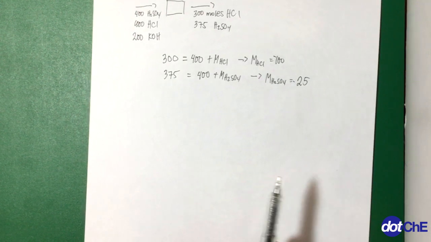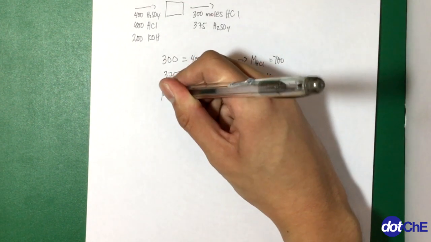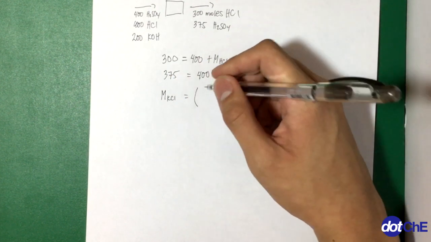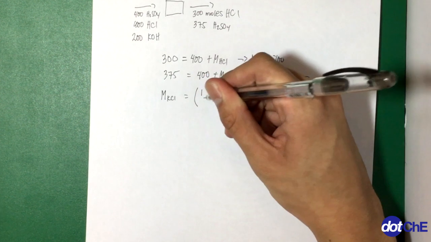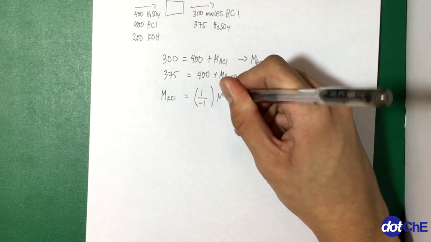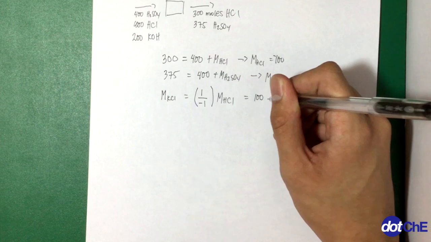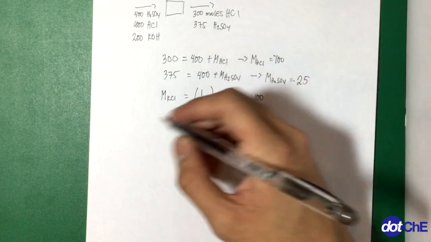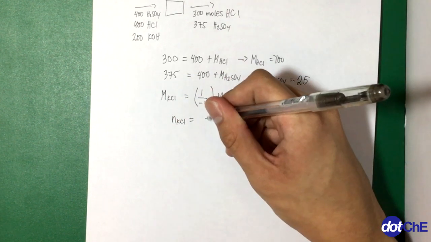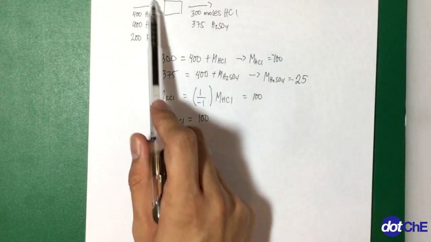Now if we want to get the products, let's say MKCl, the modification term for KCl, we just use the stoichiometric coefficients. That's 1 for KCl over negative 1 of MHCl. So more or less this is equal to 100. Thus, we get our moles of KCl is equal to 100, because there is no KCl going into the reactant.